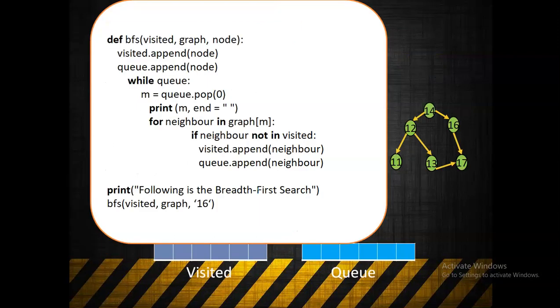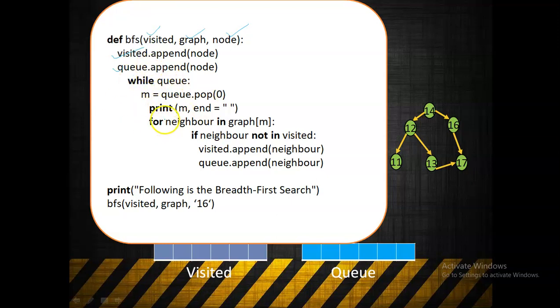Now I will create a simple breadth first search function which contains three parameters. One is the visited array. The second parameter is the graph dictionary. The third parameter is the root node. Initially, the root node is appended to the visited array, so the root node will be entered in both the visited array as well as the Q array.